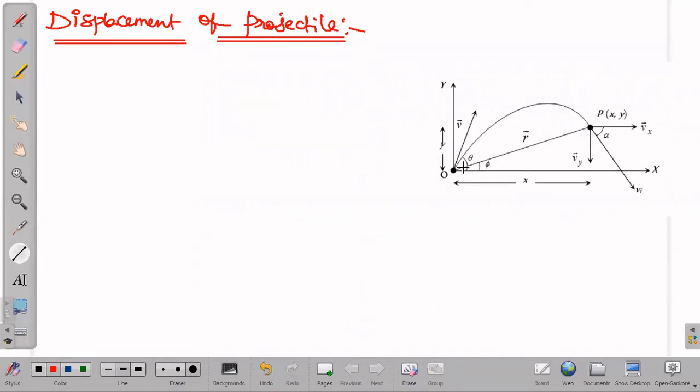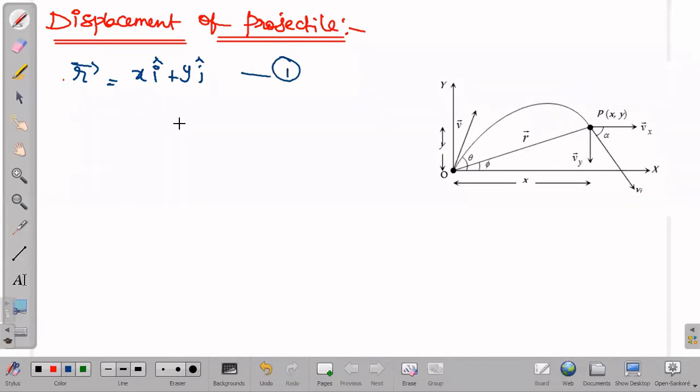This position vector I am taking as the displacement from the origin to this point. Now if I write this position vector, what do we get? It has two coordinates, x comma y. In terms of x comma y, I am writing r bar is equal to x i cap plus y j cap. Let me consider this as equation number one.